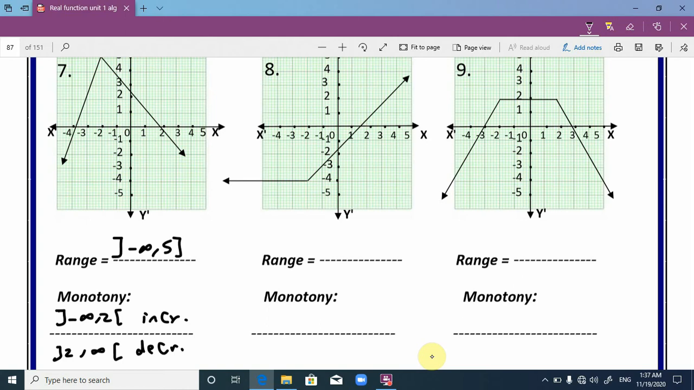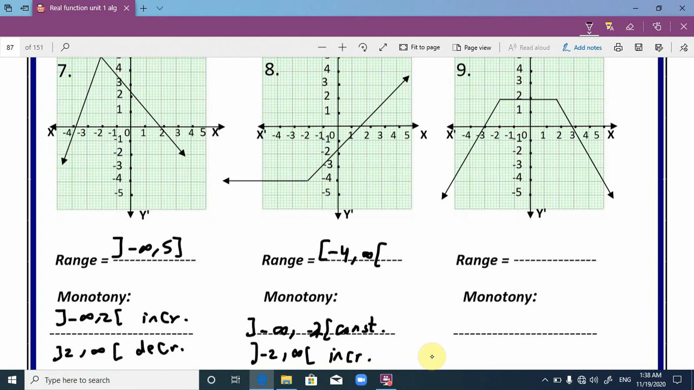Here, the range from the least value of y to the greatest value of y will be negative 4 to infinity. And from negative infinity to negative 1, it out here, not negative 2, f is constant. And from negative 2 to infinity, f is increasing.